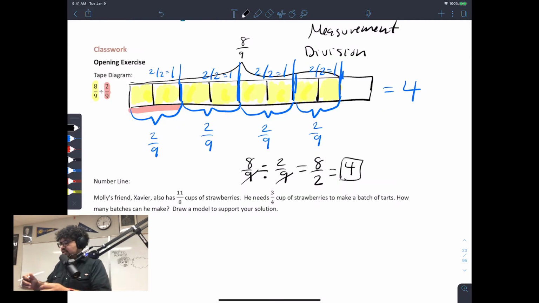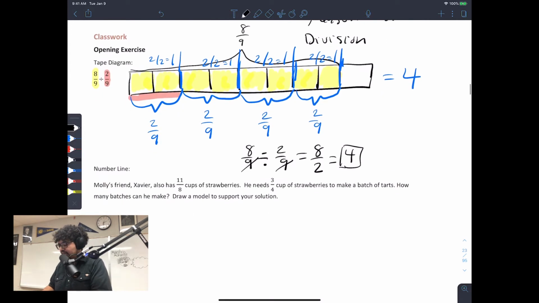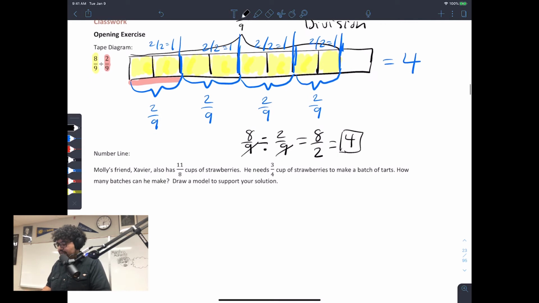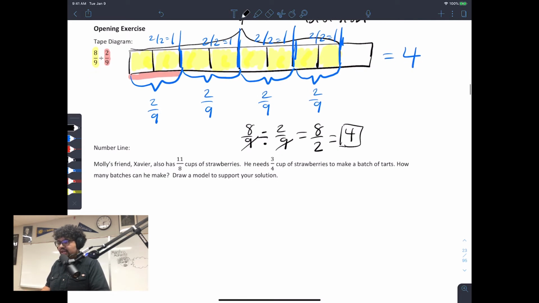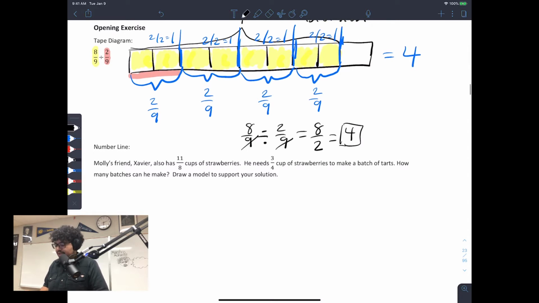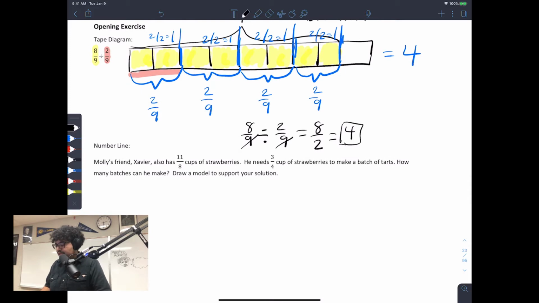Okay, so the next part of the opening exercise, we have a number line. It says Moles's friend Xavier also has 11 eighths cups of strawberries. He needs 3/4 cup of strawberries to make a batch of tarts. How many batches can he make? They want us to draw a model to support this solution.